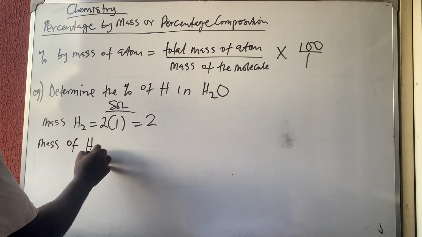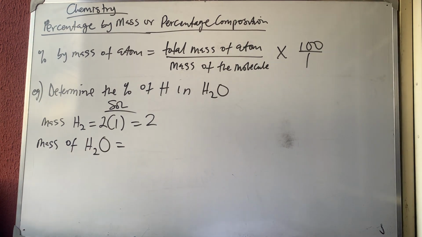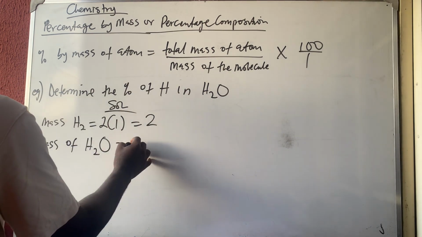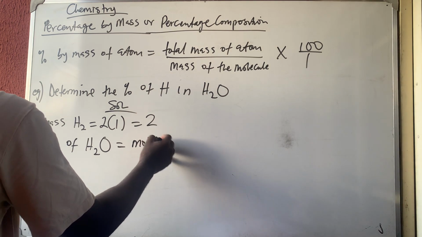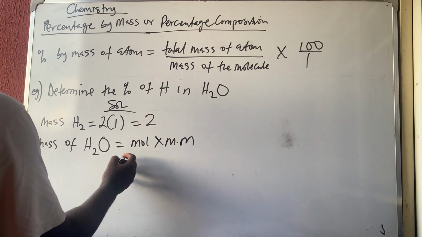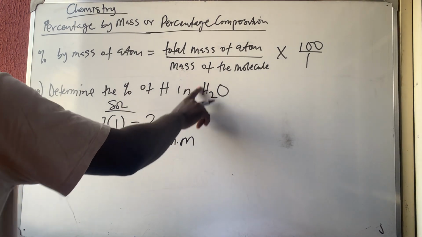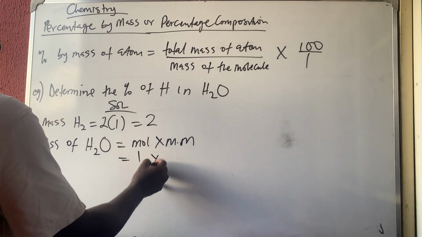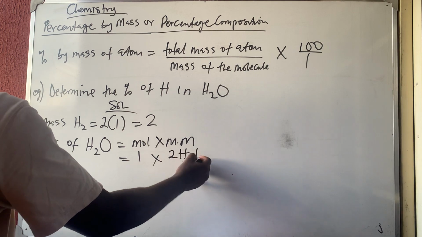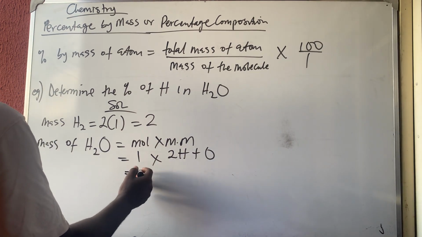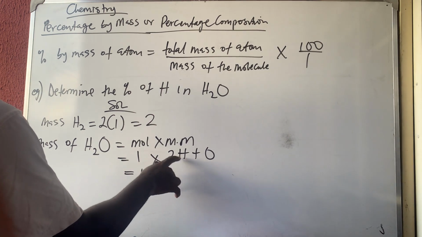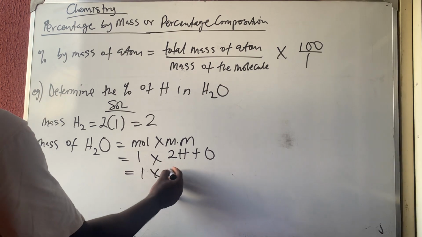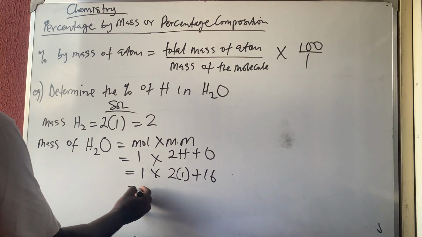Mass of water. I told you that the mass is gotten by mole times molar mass. Don't forget that, because sometimes people forget. The mole here is 1, that is the coefficient here, 1. Then times the molar mass, which is 2 hydrogen plus oxygen. So that is 1 times (2 into 1 plus 16). I'm having 18.